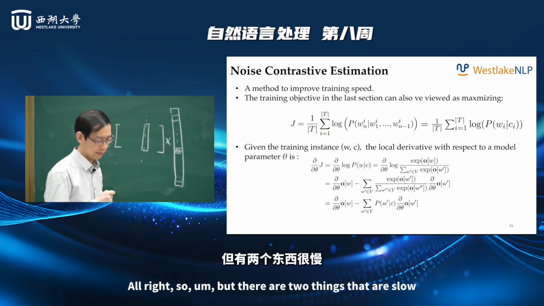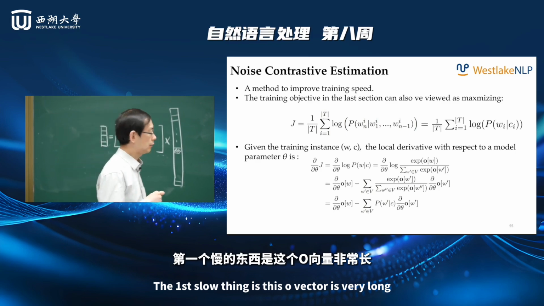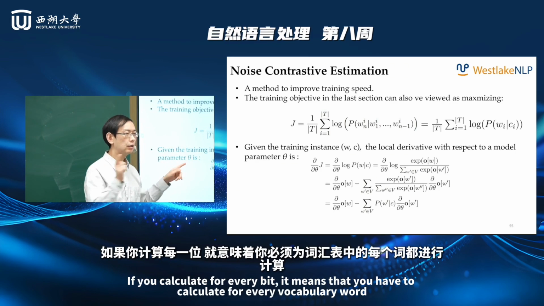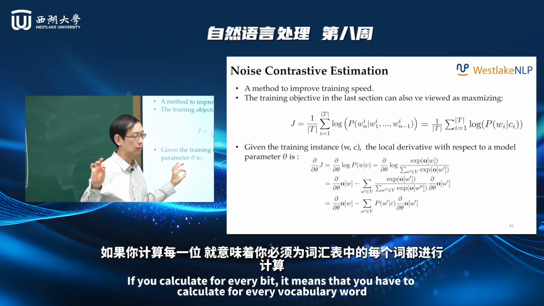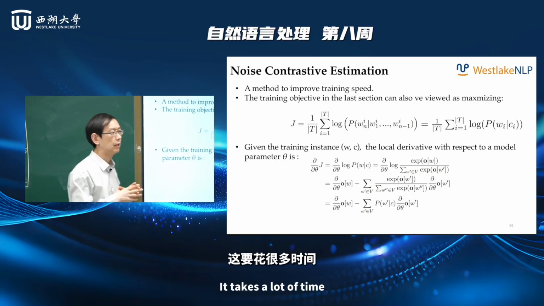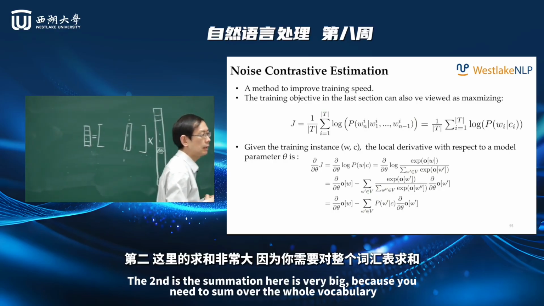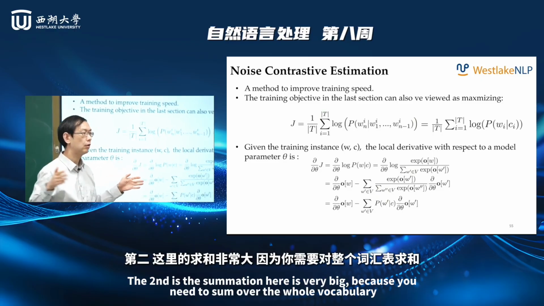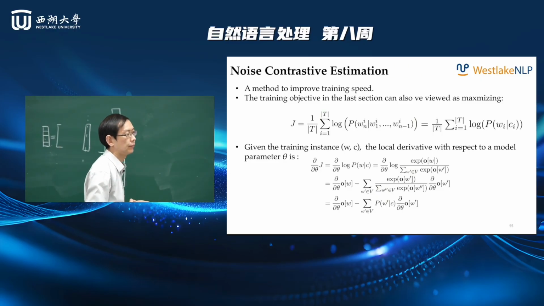But there are two things that are slow. The first slow thing is this O vector is very long. If you calculate for every bit, it means that you have to calculate for every vocabulary word. It takes a lot of time. The second is the summation here is very big because you need to sum over the whole vocabulary.